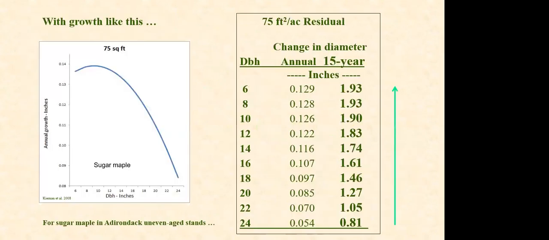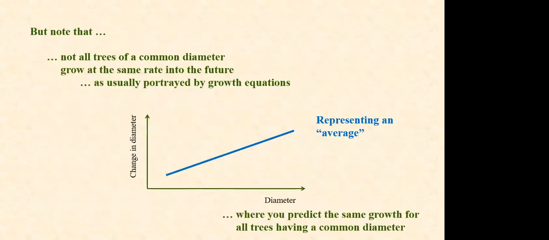So back to growth. Here's the diagram for a stand cut to 75 square feet. Small trees grow better than the big trees. And you see on the right that a 6 inch tree will grow about 1.9, nearly 2 inches in 6 years. A 24 inch tree, only about 8/10 of an inch. Now these numbers are averages.